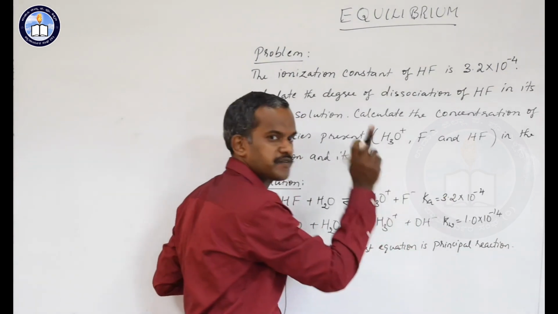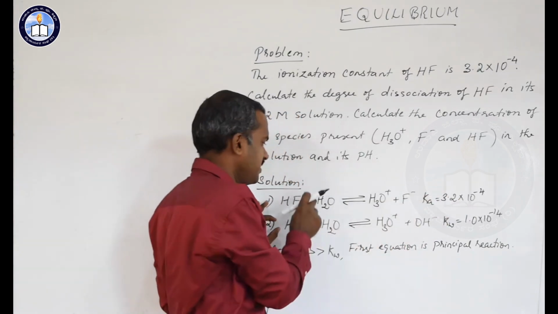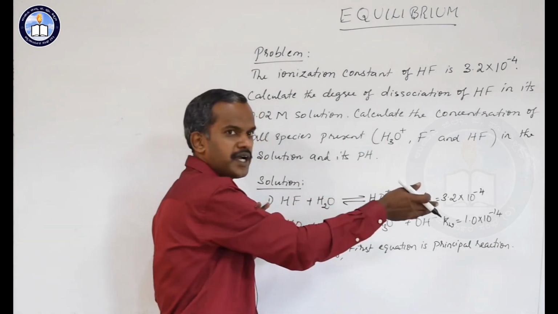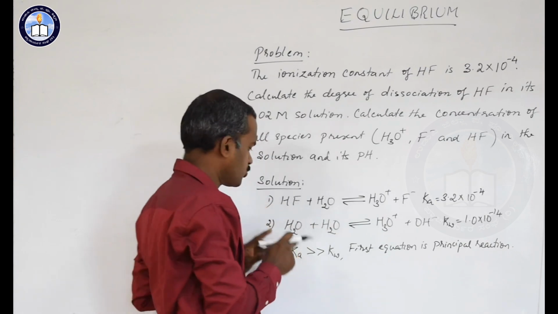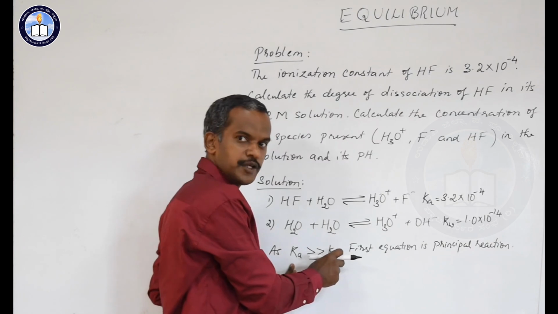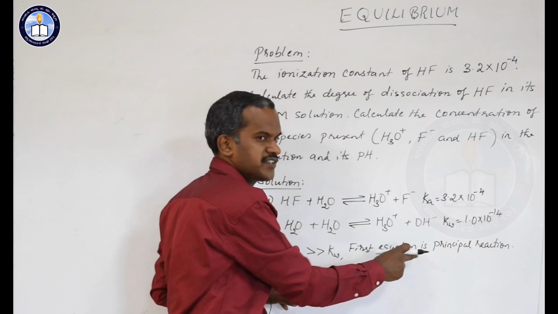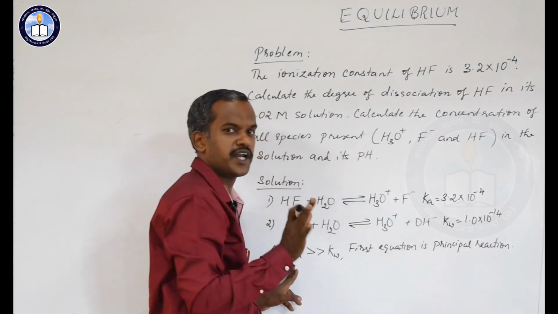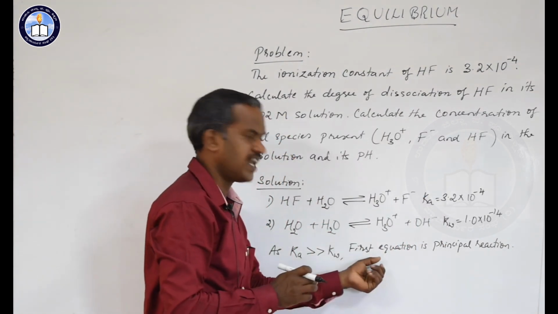The Ka value, the first one, is higher. Whenever the higher value of Ka is there, that equation is taken as the primary equation. So all the continuation of solving the problem is based on the primary equation. Remember, the Ka value is far greater than the ionic product of water, the second value there. So the first equation is taken as the principal equation. Just writing the equation is not great. After understanding which has the higher dissociation constant, select the principal reaction.